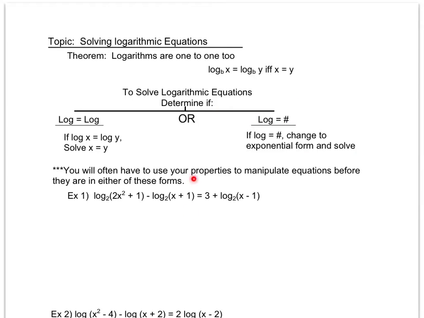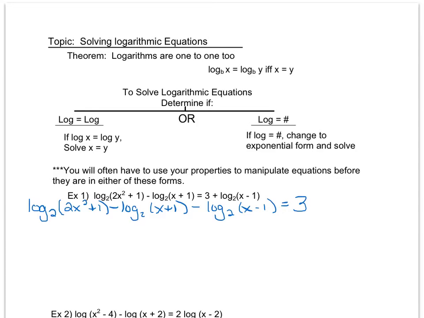Because no matter what I do to manipulate this with my properties, it's going to be extremely hard for me to force a log, in fact, it's going to be impossible for me to force a log onto the 3 and have this still be solvable. So, because I want to change it to log equals a number, I'm going to pull this to the other side by subtracting it from both sides. When I subtract it from both sides, I will have log base 2 of 2x squared plus 1 minus log base 2 of x plus 1, what I was given, but now I'm also going to be subtracting a log base 2 of x minus 1. That will all now just equal 3.